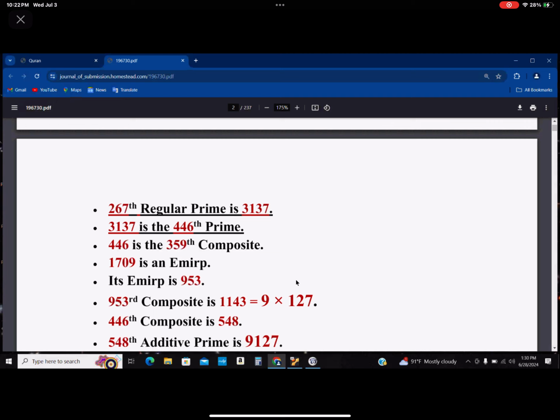Additive primes are primes where, if you add up the digits, the sum is also a prime number. So here, 9127 adds up to 19, and 19 is a prime number. So 9127 is considered an additive prime, and it happens to be the 548th. That's amazing. I'll go ahead and fix that, inshallah, from that point.